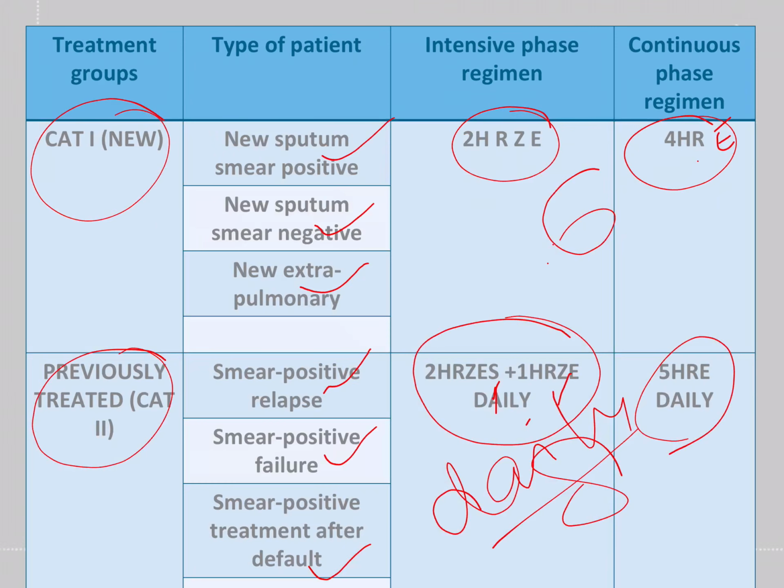So what did we understand? We understood that drug sensitive TB can have two categories. Category 1, new patient. Category 2, previously treated patients. But both these categories are drug sensitive, meaning they are not resistant to any of the first line drugs. For category 1, new patient, you are going to treat him for 6 months. Category 2, previously treated patients, we are going to treat for 8 months.